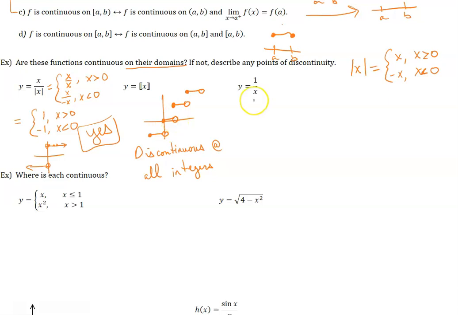For the last one, y equals 1 over x, this is going to be pretty similar to the first one. Thinking about the shape of its graph, because the domain does not include x equals 0, we do not need to consider that as a point of discontinuity. Now, if the question said, where is the graph of 1 over x discontinuous, then the answer would be at x equals 0. But because it specifically says, is it continuous on its domain, then 0 is not in consideration. If 0 is the only point of discontinuity and 0 doesn't get counted because it's not in the domain, then this function is continuous everywhere on its domain.